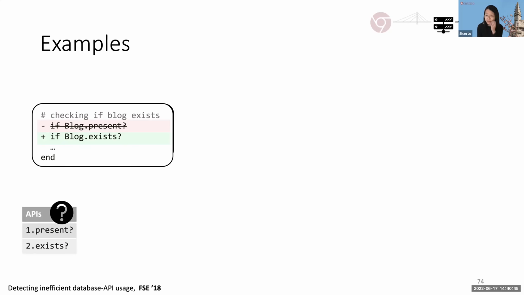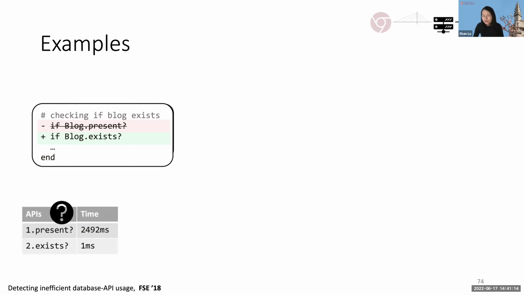So what are these two APIs? Both of them are legitimate ORM APIs, and they do the same thing. They allow you to check whether, say, this blog container or table contains any record or not. Basically, does it exist? Is there something that is present? So semantically, it's exactly the same. So why did they make this change?